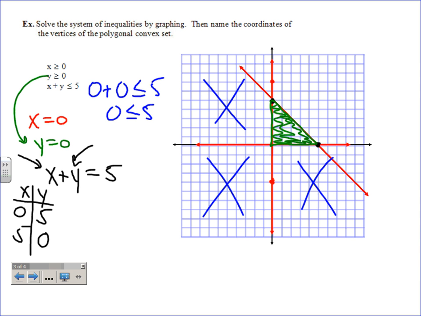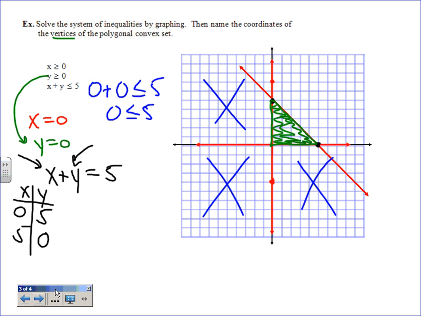But here it is asking for the vertices. And they're asking for the vertices for a reason. How many vertices does this one have? 3. And so what are those vertices? Well, here's one of them, right? 0, 0. All right. There's one way up here, right, that we had black there for a second. 0, 5, right? And what's the final one? 5, 0.